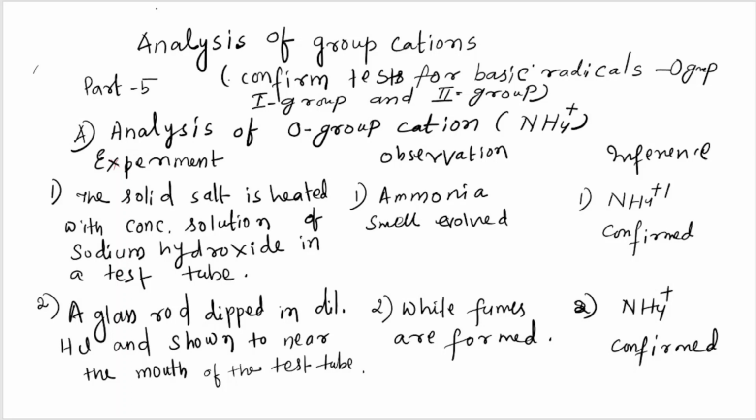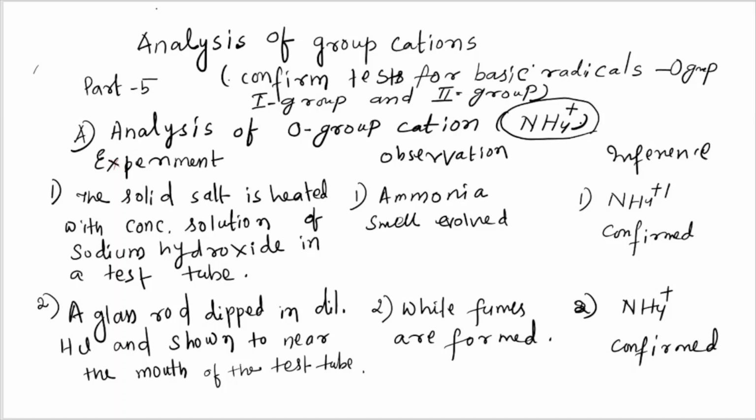Also including zero group. You know the zero group cation, it contains the cation called NH4+. That means this is the most important one, group 0, that contains NH4+. Then how can you confirm it? First, you should know from the dry test, the ammonium ion may be detected by the smell, by the simple test.